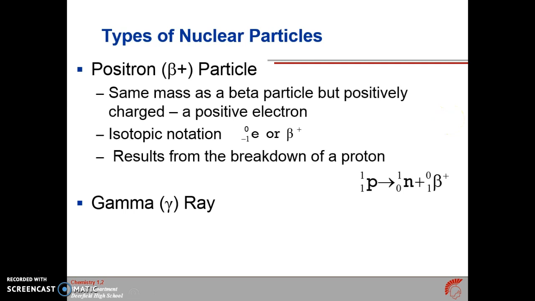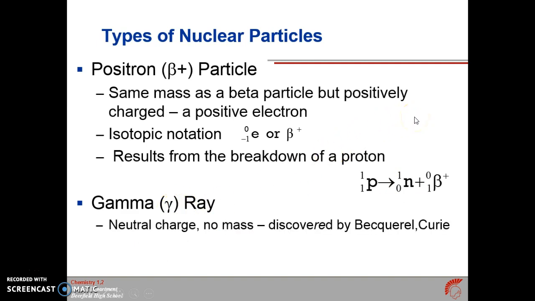You can also have a gamma ray ejected. Notice that we're calling it a ray and not a particle because gamma is a wave of energy. No charge, no mass, discovered by a couple of various people, the Curies, the Becquerels. And remember that it is just a wave of energy. There's no mass to it. So its isotopic notation looks like that.